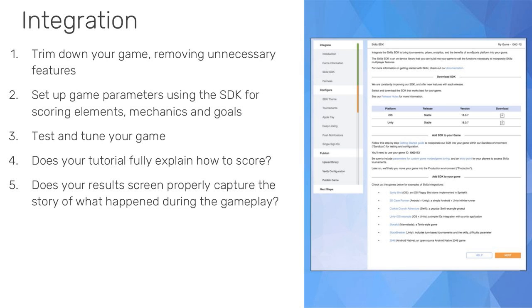Once you've figured out what the base components are and trimmed down your game to that level, you'll have an opportunity to set up parameters using the SDK. These parameters are things like telling Skillz what the scoring elements are, mechanics, goals, etc. It's basically a way to help link up your game to Skillz, so we know how to set up tournaments and what variables are needed when beginning games between players.